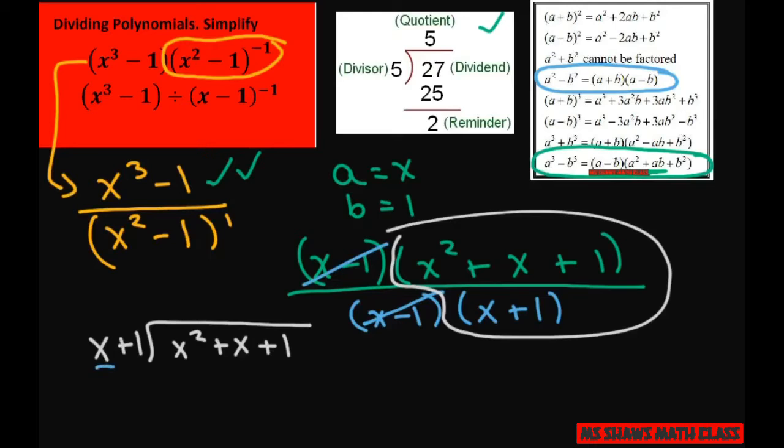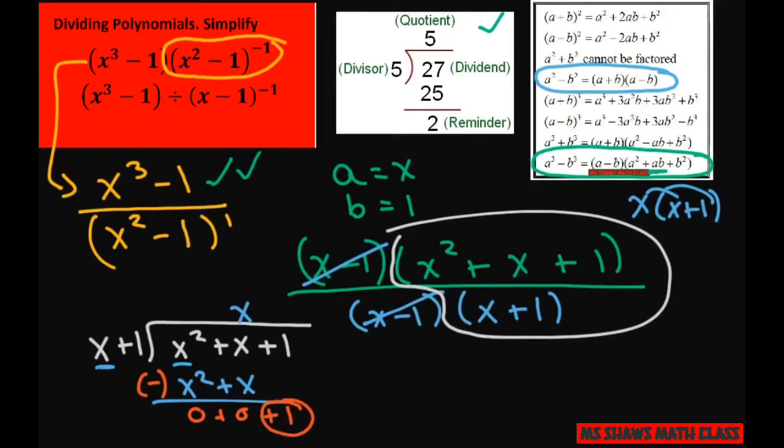And you ask yourself, what times x gives you x squared? And that's going to be x. So multiply x times x plus 1, and that's going to give you x squared plus x. And then you subtract both pieces, and you get 0 plus 0 plus 1. So 1 is your remainder. So basically, that is it simplified. This would be x times x squared plus 1 plus 1 gives you x squared plus x plus 1. All right, because then you FOIL that out. And that's just using this part right here.